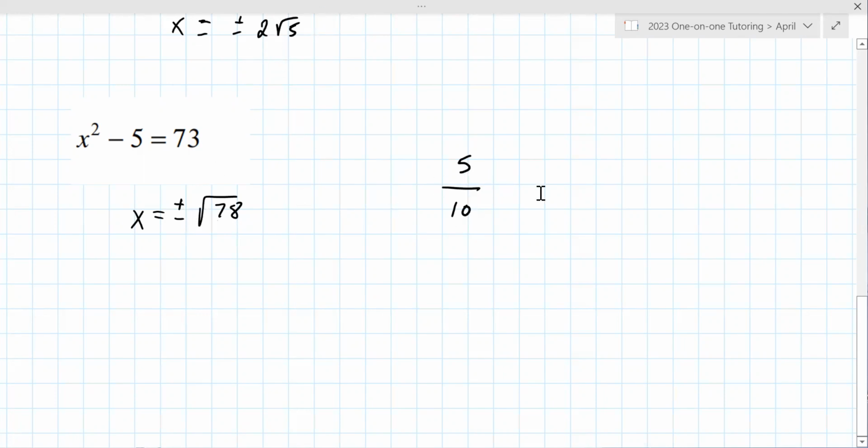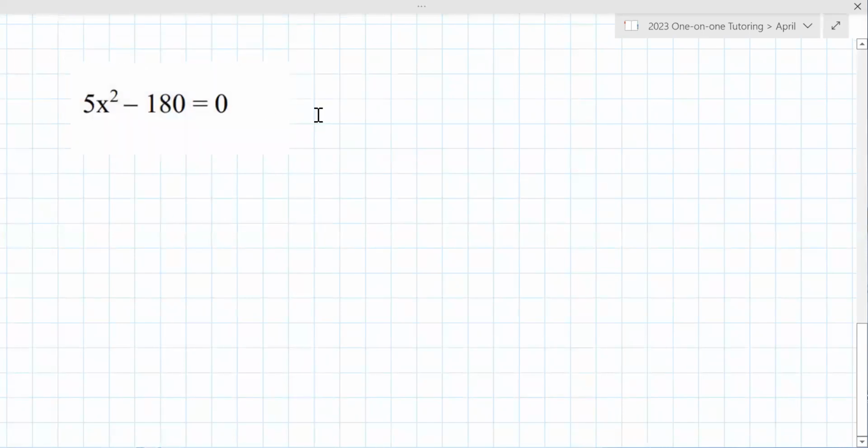Okay. So the next type of problem here we'll look at. Some have reducible roots, some don't. Here's another problem for you to think about. I'll put it in front of you. Your goal is to isolate the x squared. So you're going to move things around until you get just x squared on one side of the equation.